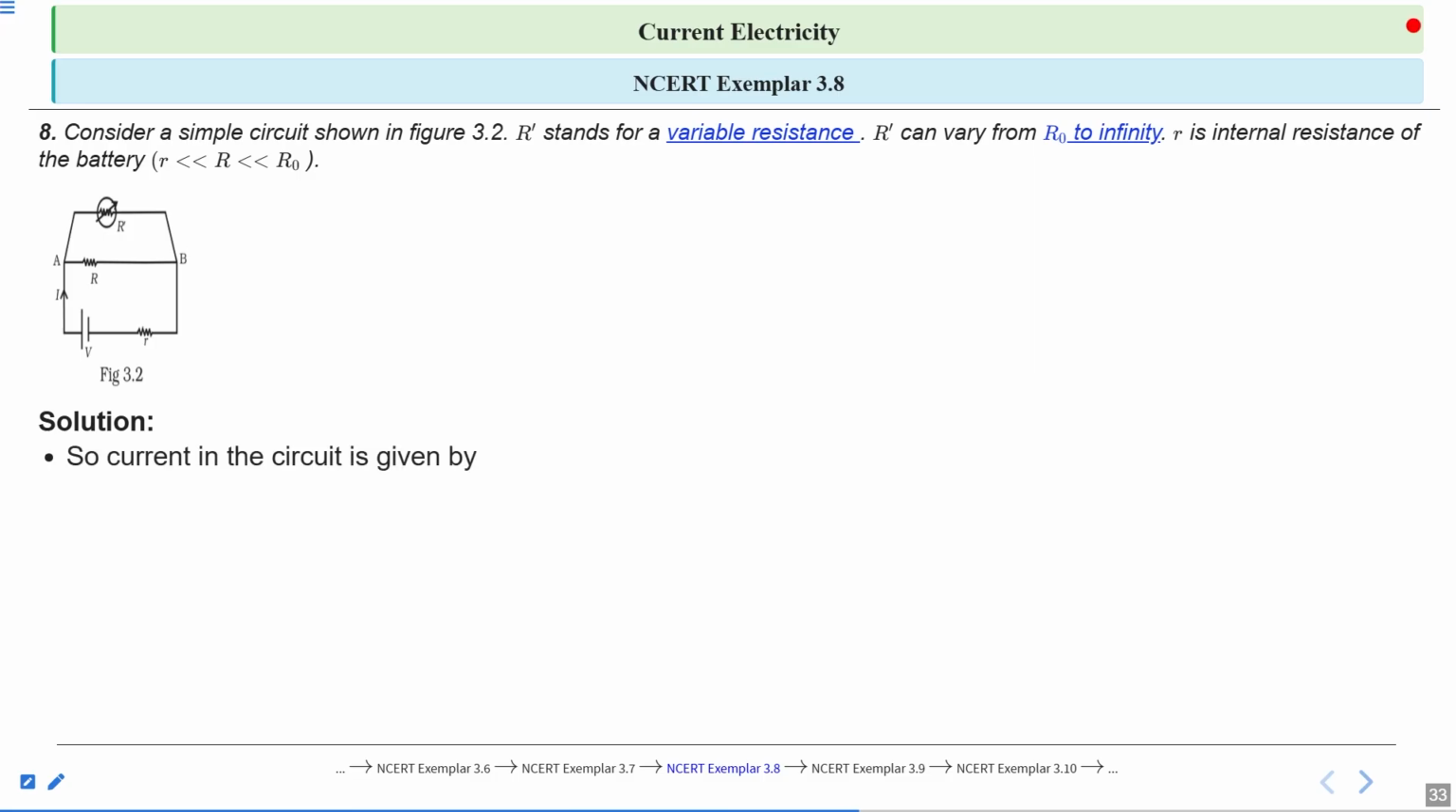Now, the current in the circuit is given by I equals V upon r plus R equivalent, where we take R equivalent of both R and R dash, and there is internal resistance small r present here. Now we will replace this R equivalent with R. So what will be the equation now?